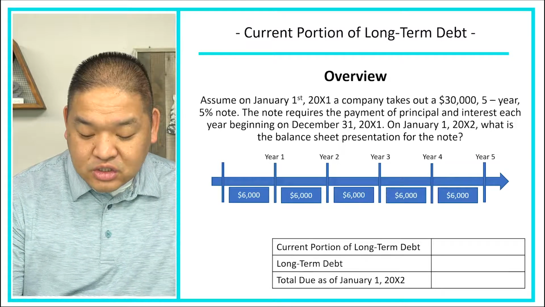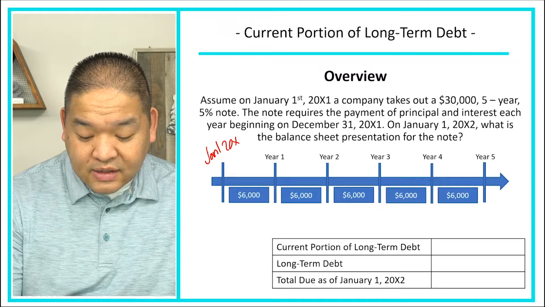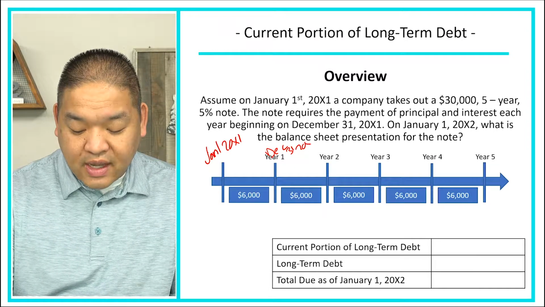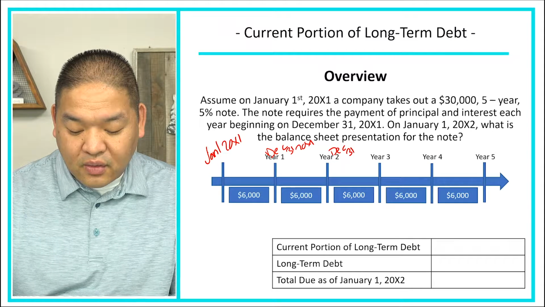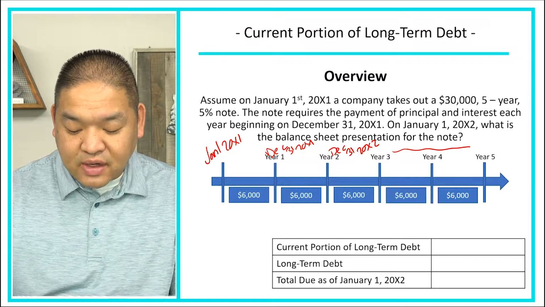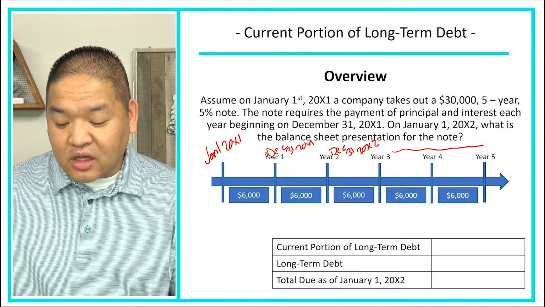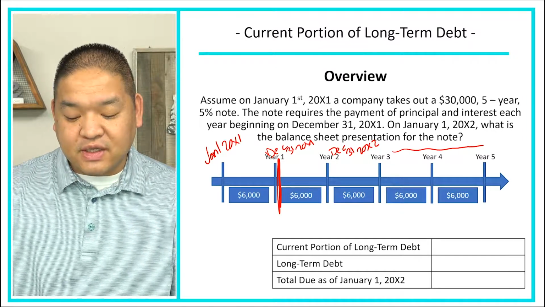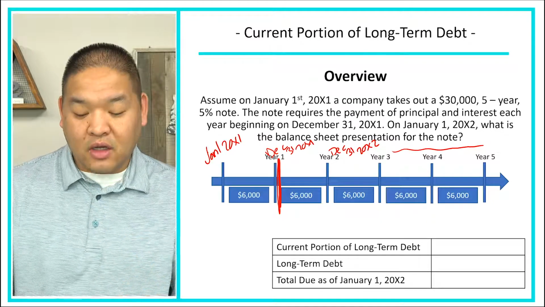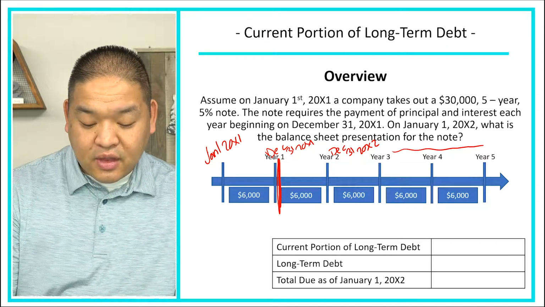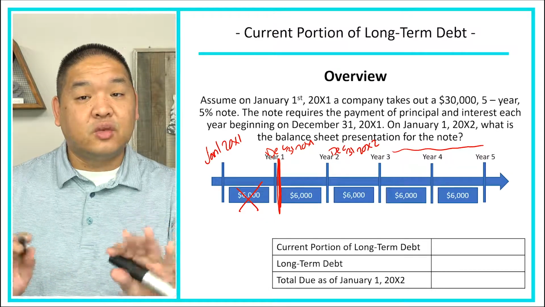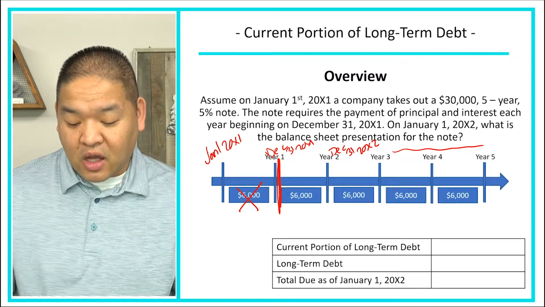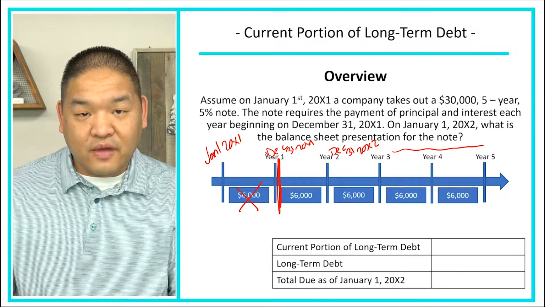So let me kind of show you what that would look like on this timeline. So here would be January 1, 20x1, right? And then here would be December 31, 20x1, and then December 31, 20x2, and so on and so on. And so what the question is on January 1, 20x2, which would be right here, what is the balance sheet presentation for the note? So first of all, what do we notice here? Well, if we're on January 1, 20x2, this payment would have already been made. So that is good, which means at that point in time, we owe $24,000. So 6, 12, 18, $24,000.